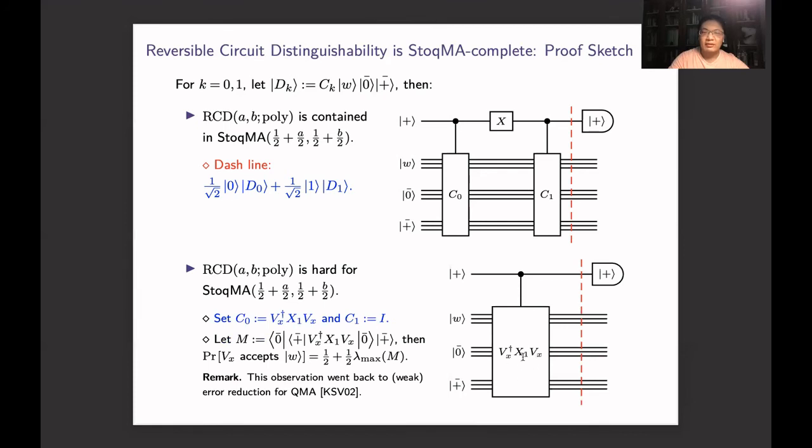So what we have now is a simplified gadget. Then using this matrix M, think of the acceptability as a projected form, then we know the acceptability can be written as half plus half times the largest eigenvalue of M. Using this, we can show, given any StoqMA verifier, we do have an RCD instance. And this observation regarding this M can be traced back to the weak error reduction for StoqMA by KTF.